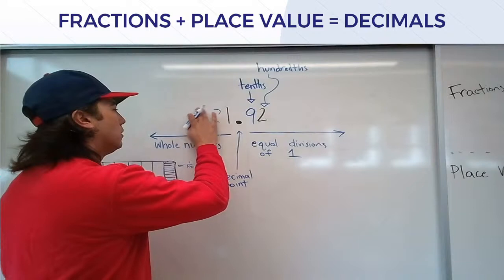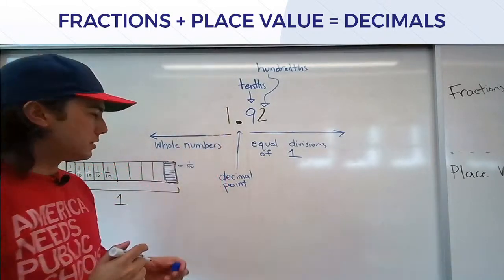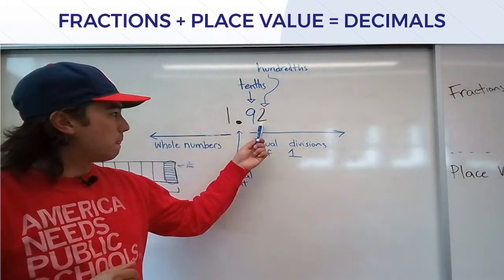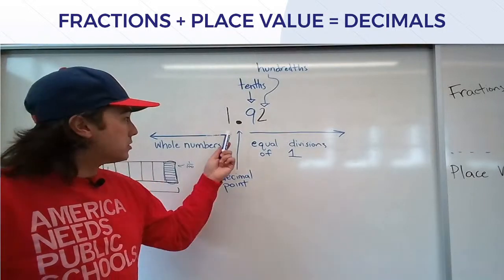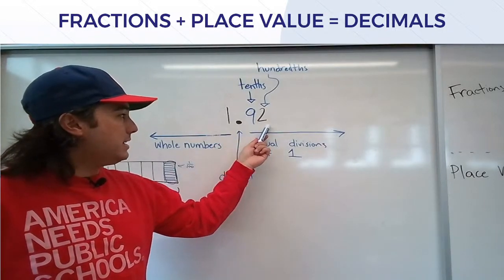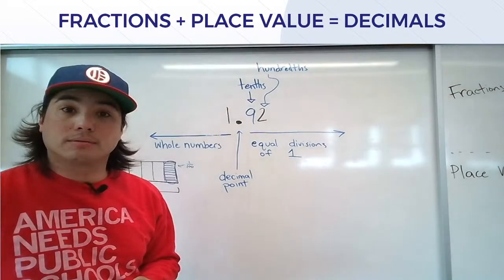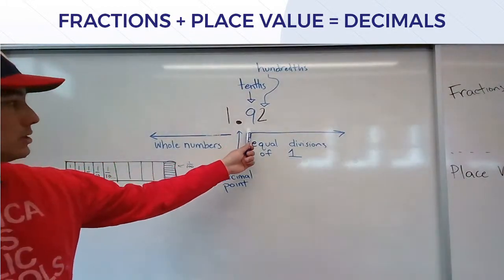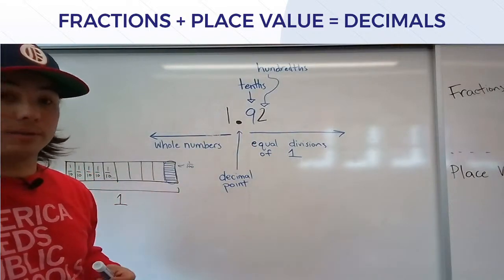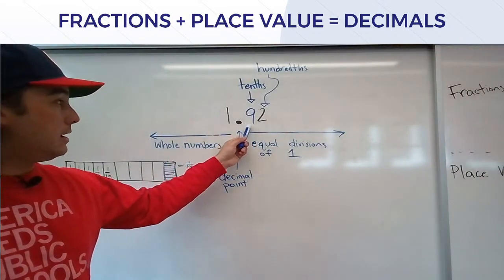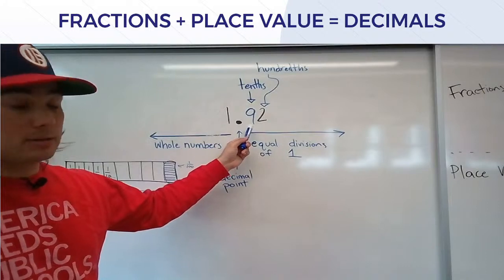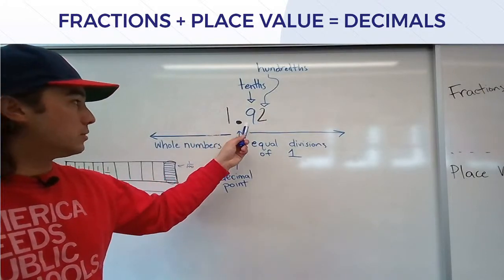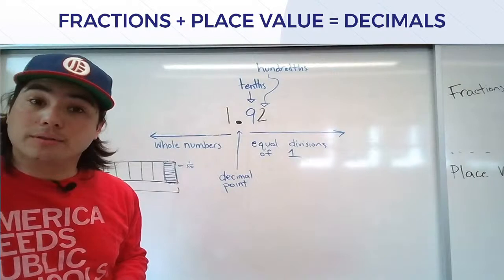Okay? So for our decimals, we're going to use that last place it goes to. So this is 1 and 92 hundredths. That's how we would say that. Okay? Because, yes, these are tenths, but they're also 10 hundredths. So we can think about 9 tenths or 90 hundredths plus 2 hundredths equals 92 hundredths.